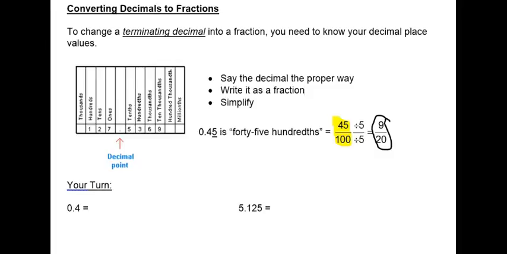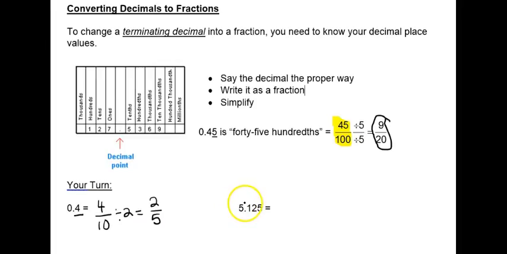Let's see how you did. This 4 is in the 10ths place value, so I'm going to write that as 4/10. Now I can divide 4 and 10 both by 2, so it's not in simplest form yet. And once I do that, I'm going to get 2/5. So the decimal 0.4 as a fraction in simplest form would be 2/5. And this shows that it's rational because it's a quotient of two integers.